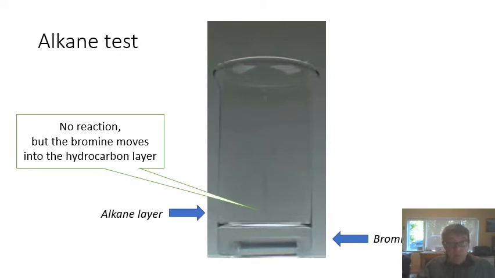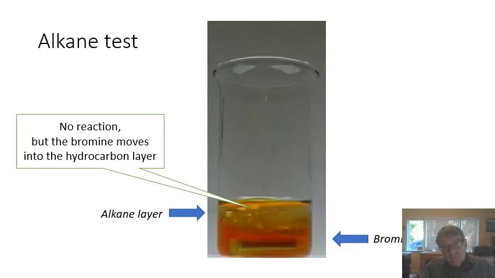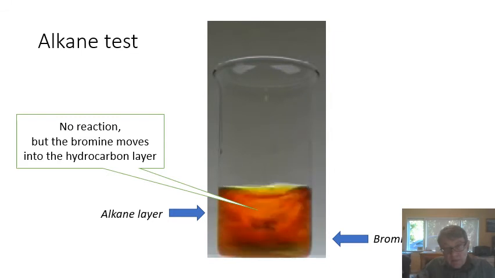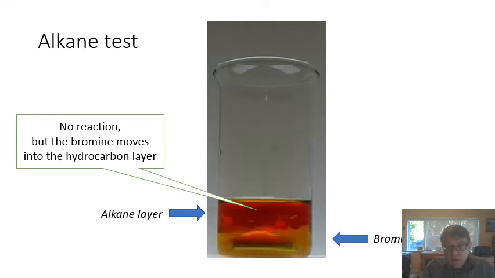Now if you do the same thing with an alkane, this is what happens. Stir it. Notice how the bromine actually moves up into the top layer. That's not a reaction, that's just dissolving. It dissolves better in the alkane than it does in the water, so the alkane starts looking orange. But the main thing is that the orange colour is still there.